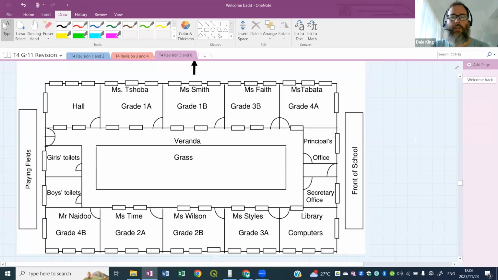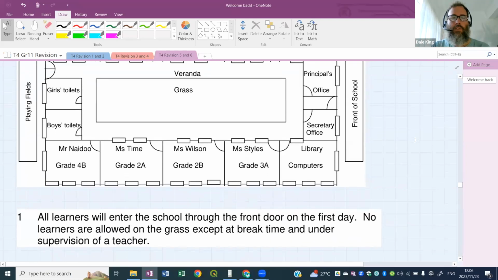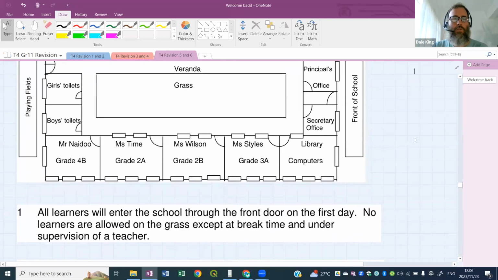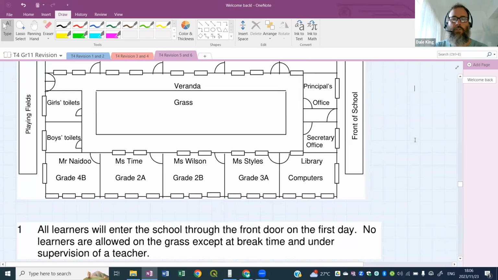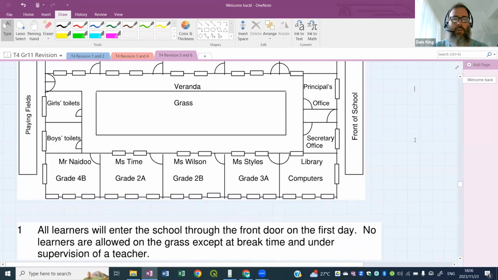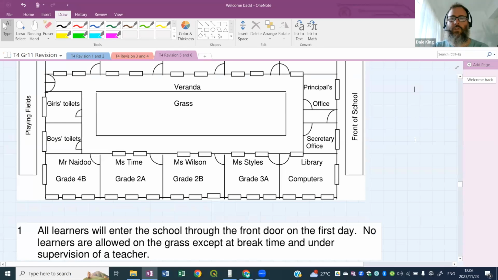All right. Let's have a look. Question number 1. All learners will enter the school through the front door on the first day. No learners allowed on the grass except at break time under supervision of a teacher. So the front door is over here on the right-hand side.